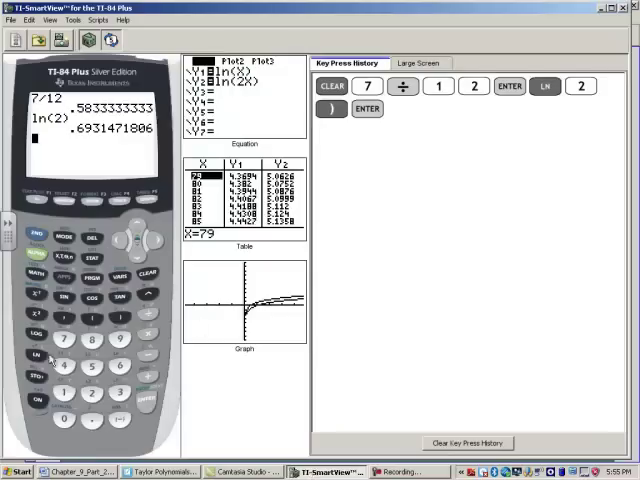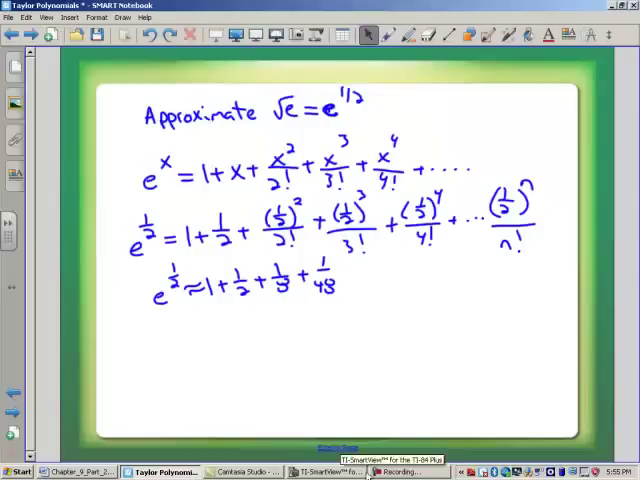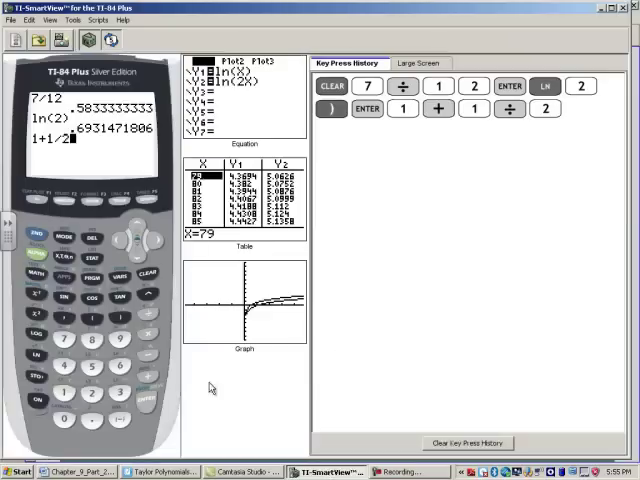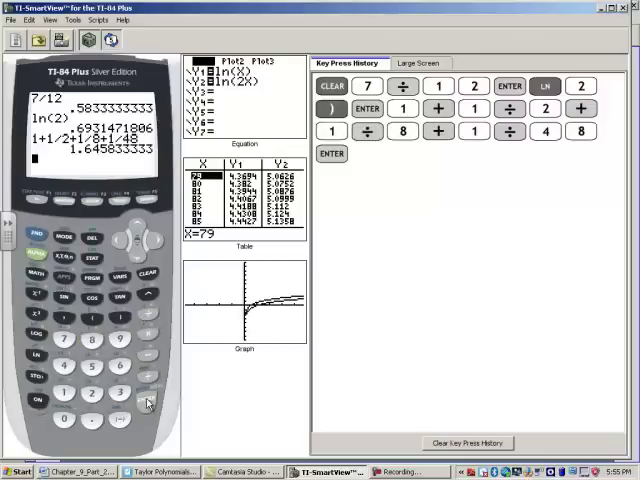So back to my calculator, I'm going to do 1 plus 1/2. Let me come back here and make sure I've got the right one. Plus 1/8 plus 1/48, right? Leave that up there. Plus 1/8 plus 1/48. Now that's 1.645833.